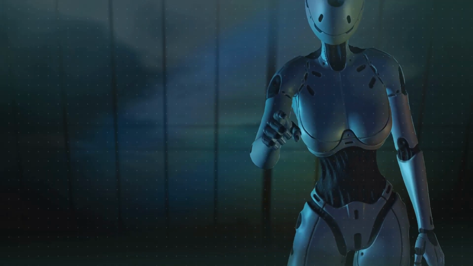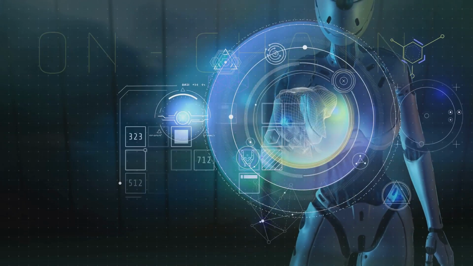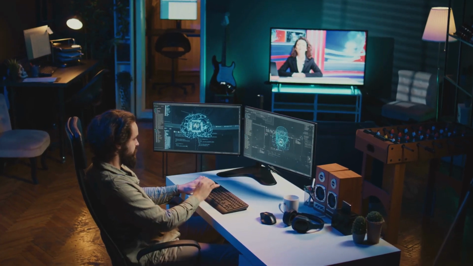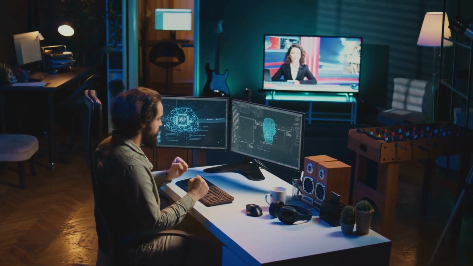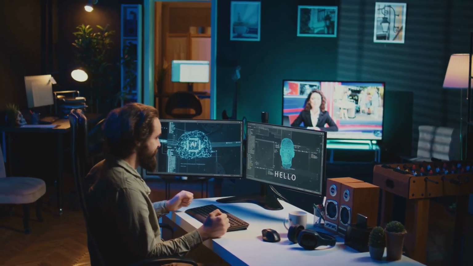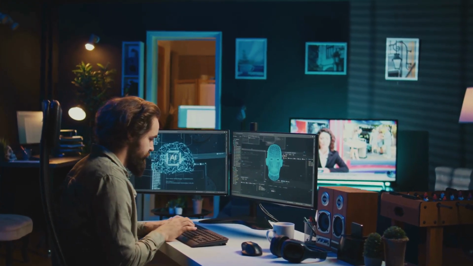These are just a glimpse into the exciting future of dynamic programming. As technology evolves and new challenges arise, we can expect dynamic programming to continue playing a pivotal role in shaping our world.